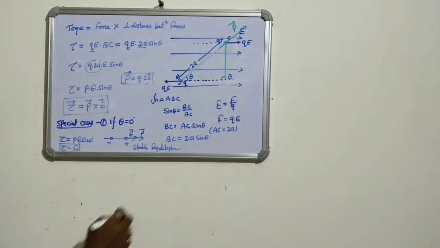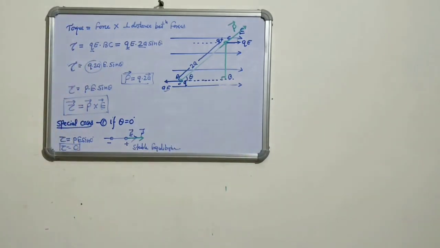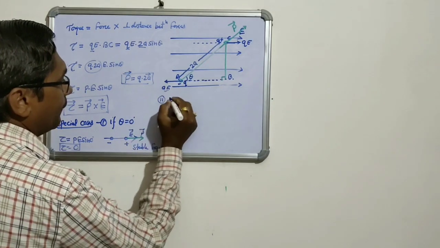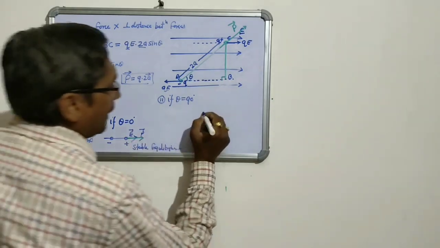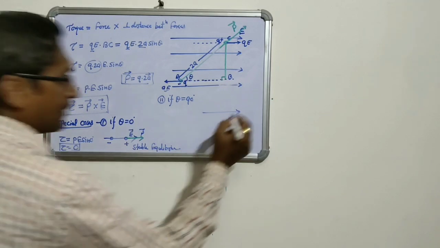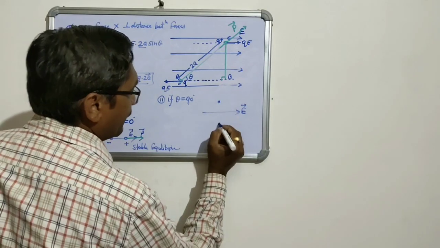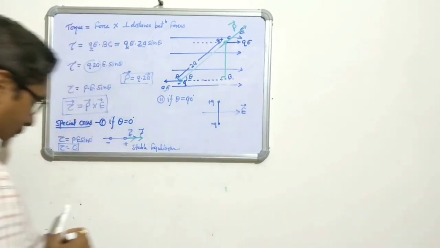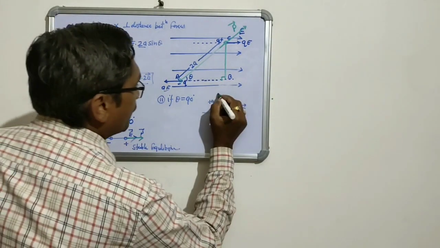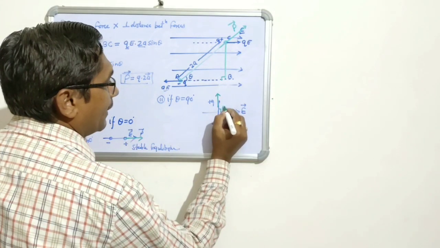And now case number 2. If theta is equal to 90 degrees. Theta 90 means the electric field is acting in this direction, and the dipole is placed like this. Suppose this is negative q, positive q, and the direction of the dipole moment is in this direction, negative to positive. Here the angle theta is 90.